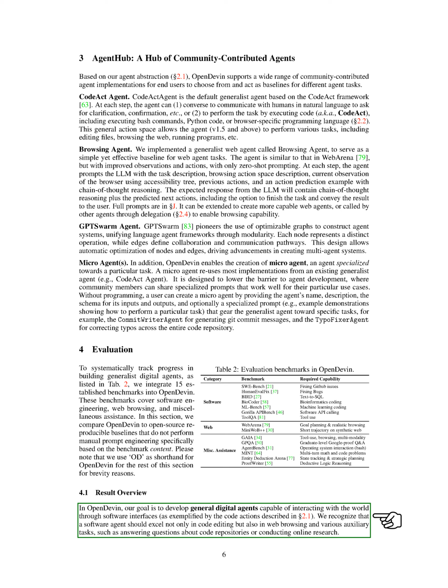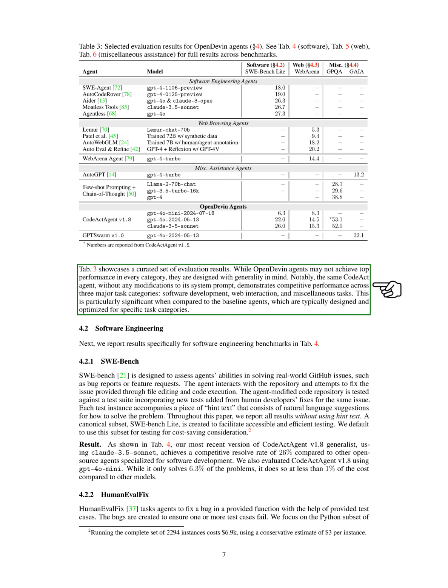In our results overview, we aim to create general digital agents that can interact with the world through software interfaces, as illustrated by the code actions we described earlier. We believe that a software agent should not only excel in code editing but also in web browsing and other supportive tasks, such as answering questions about code repositories or conducting online research. Our evaluation results, which we present in a table, show that while OpenDevin agents may not always achieve the highest performance in every category, they are designed with versatility in mind.